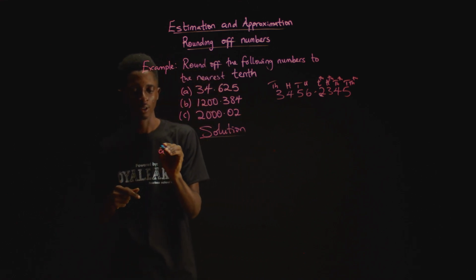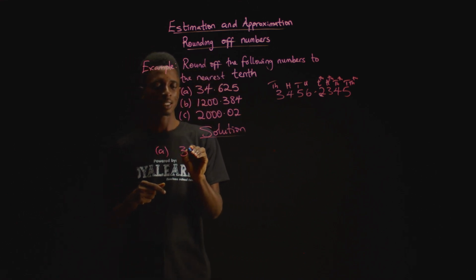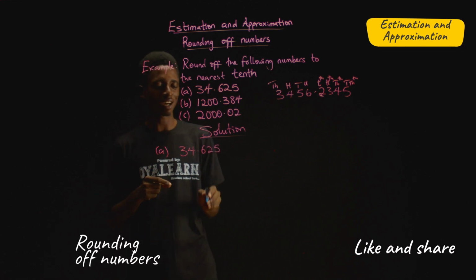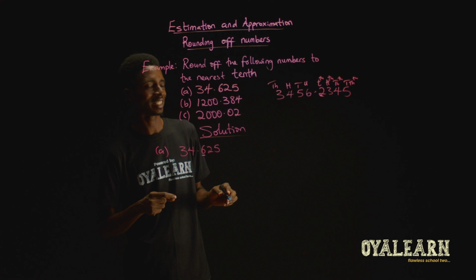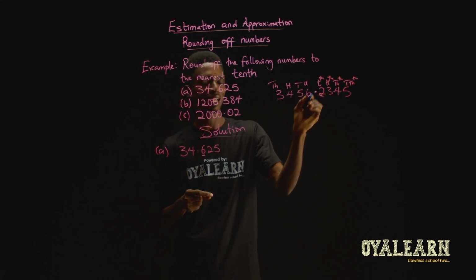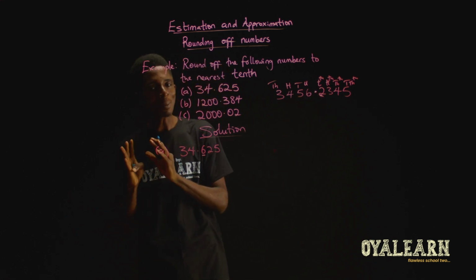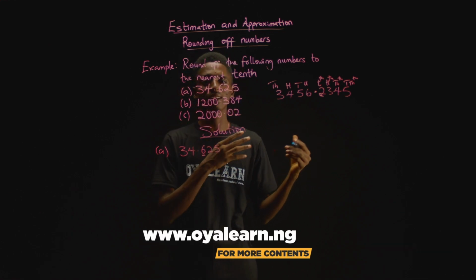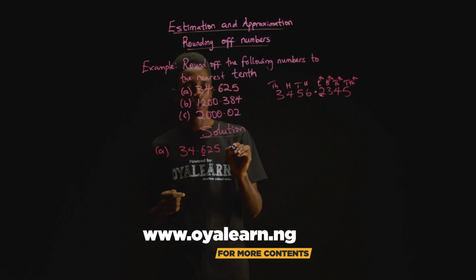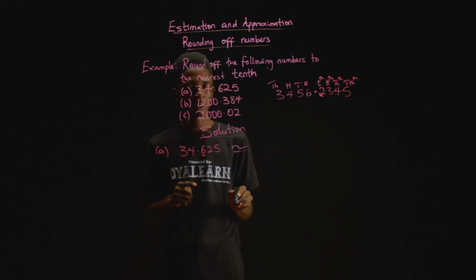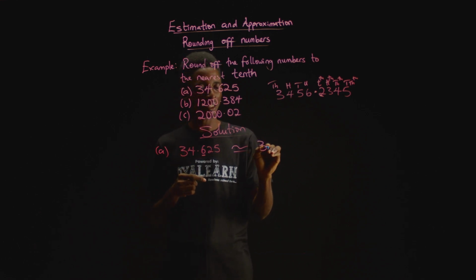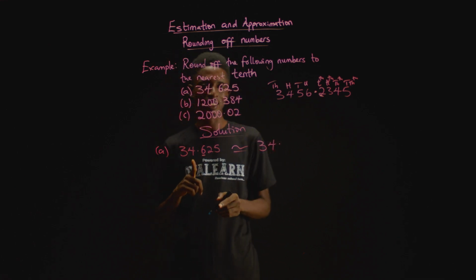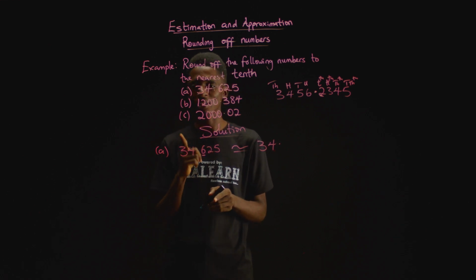So let's solve. A. We have 34.625. And the digit in our rounding place is 6. Recall I said the digit after the decimal point. So that is, we keep every digit up until this point, and every other digit that follows will be rounded up or down. So this gives us approximately. Now we keep the other digits, so we have 3, 4 point. Now we check, before we write 6, we have to check the next digit after it.